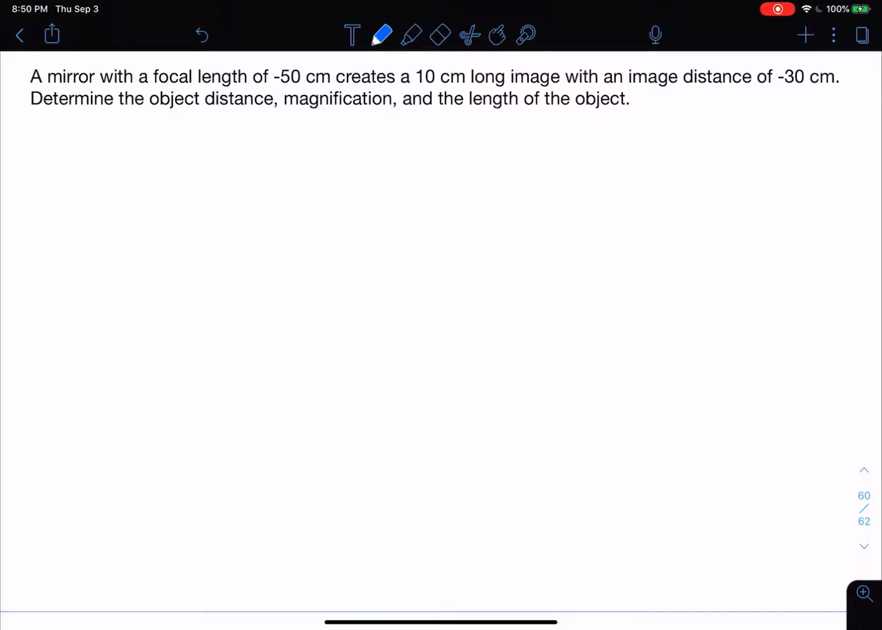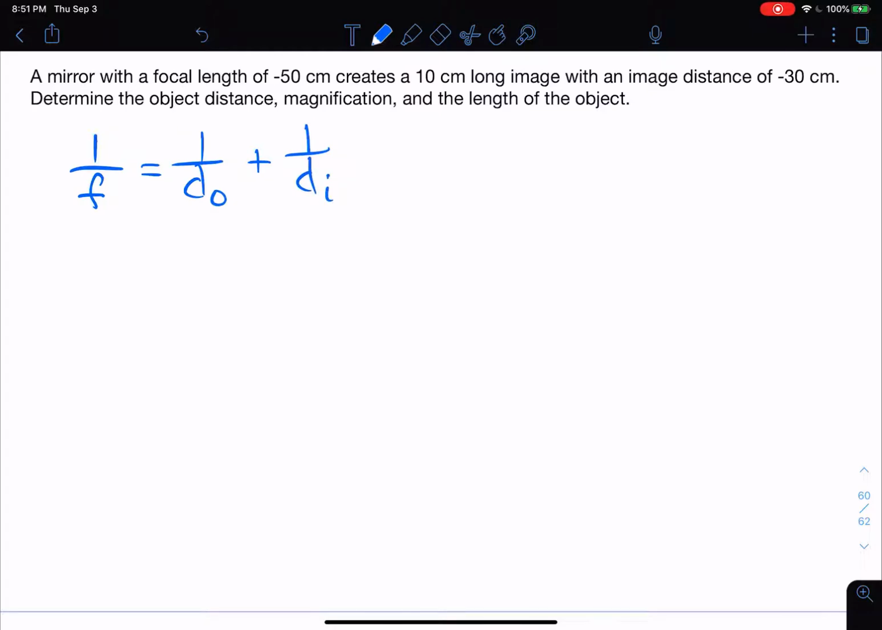A mirror with a focal length of negative 50 centimeters creates a 10 centimeter long image with an image distance of negative 30 centimeters. Determine the object distance, magnification, and the length of the object. Okay, so we are going to use the optic formula here. 1 over the focal length equals 1 over the object distance plus 1 over the image distance.